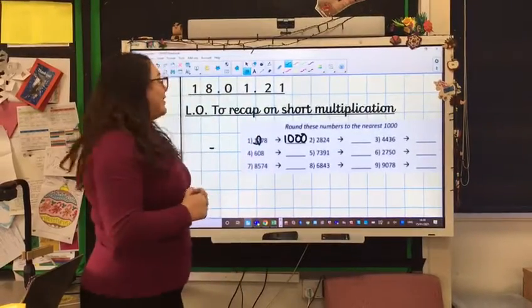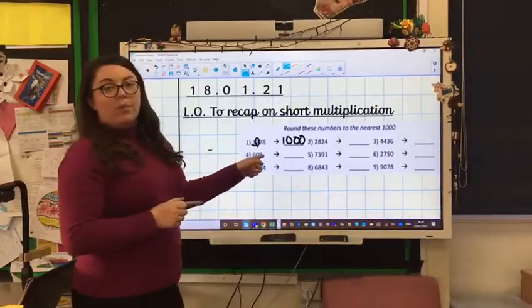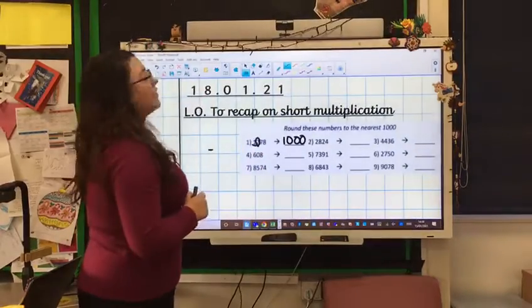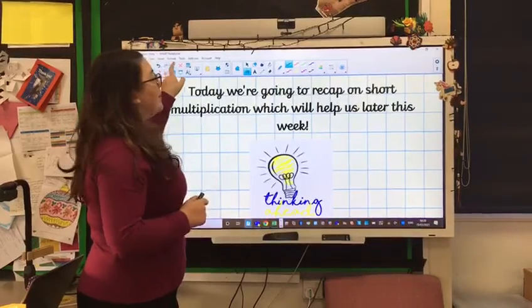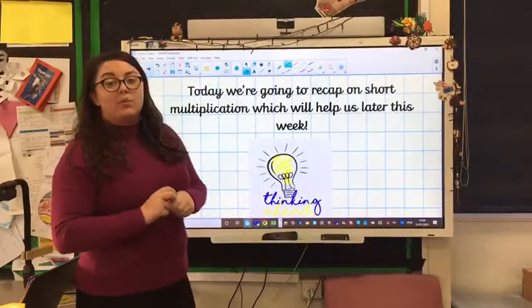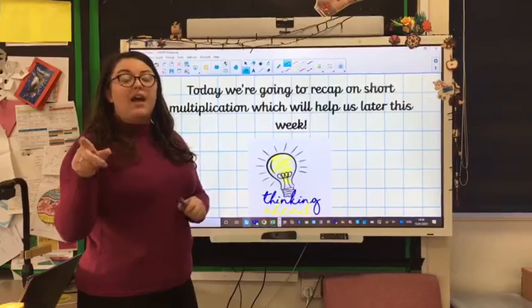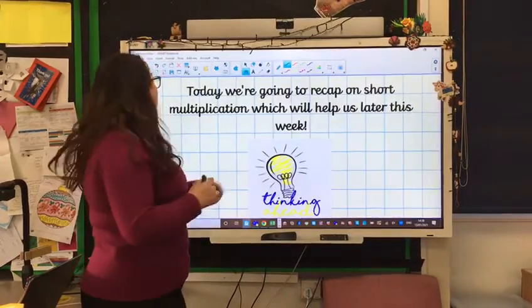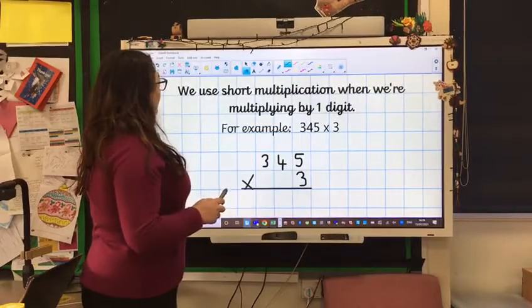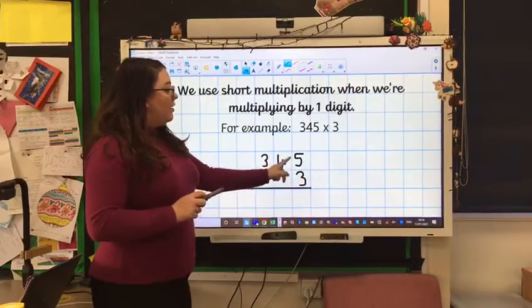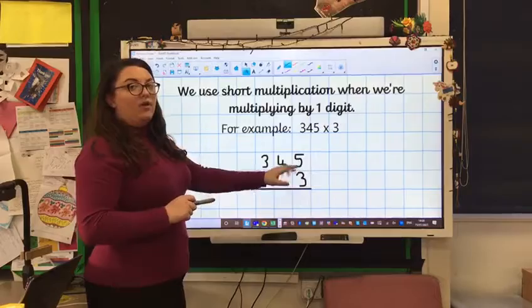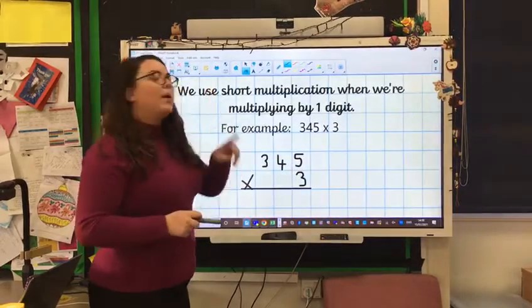Okay, welcome back. So hopefully you got on well with that rounding. So I'm going to introduce you to our focus for today. We're going to be focusing on short multiplication, which is one of the last things we did before Christmas, and you're all absolute experts on. So this is what short multiplication looks like. It's when we're multiplying a number by a single digit. Hopefully by looking at that you'll go, oh yes, I remember.